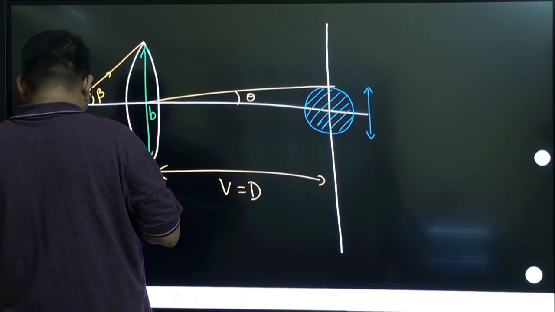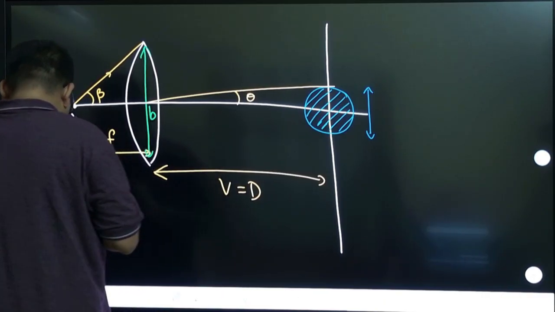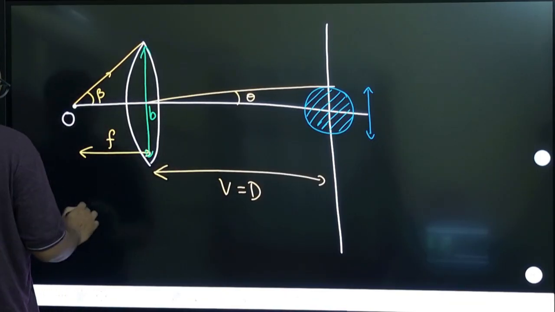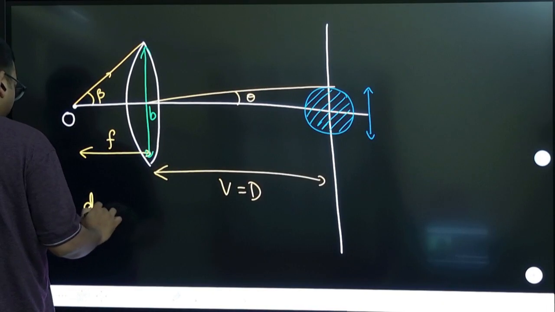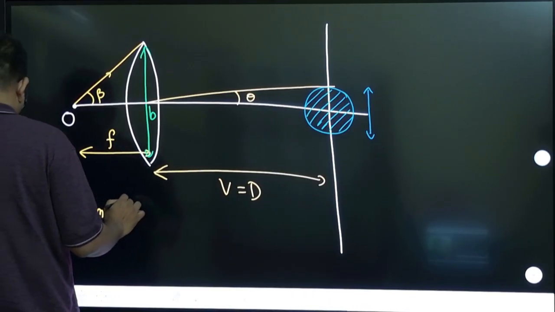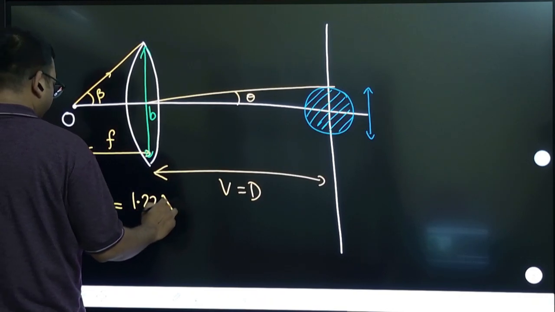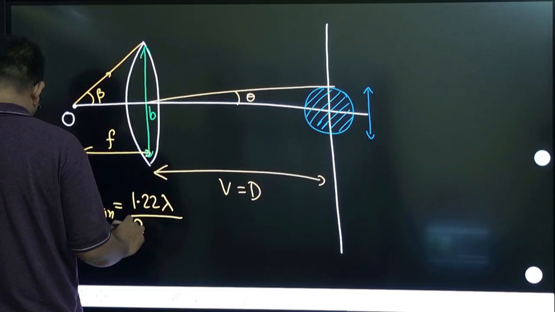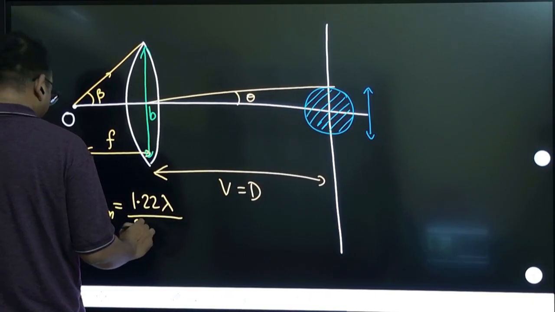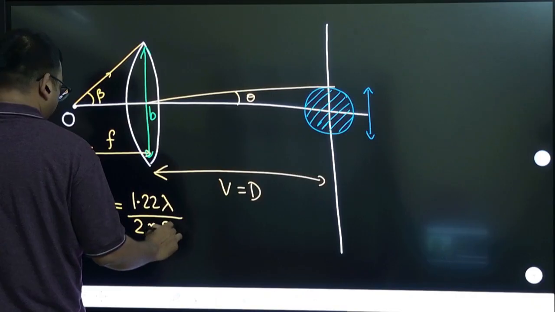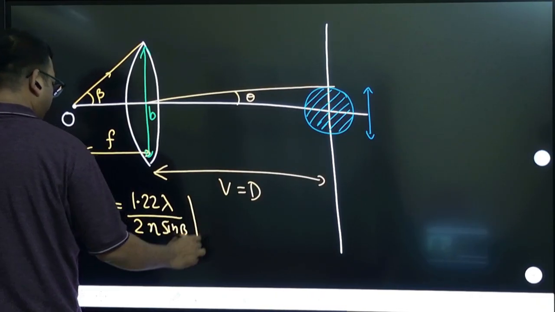Now here we need to note that the minimum distance between the objects, d minimum, is equal to 1.22 lambda by 2 times the refractive index n into sine of beta. How are they deriving this?